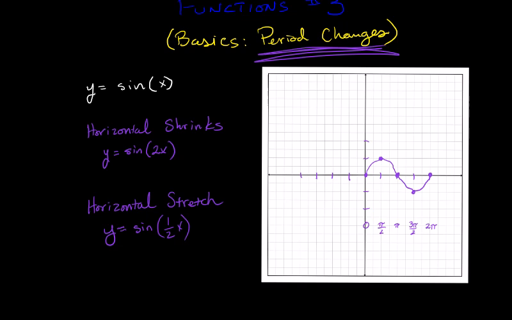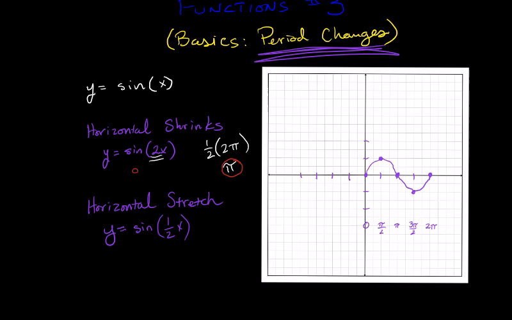Okay, and so when you have horizontal shrinks and stretches, you're looking at the inside of the function. When I look at this 2 on the inside, I don't actually want to multiply the period by 2. I actually want to do the reciprocal. So I'm going to take 2 pi and multiply it by 1/2. So 1/2 times 2 pi would just be pi. So the period of this function, sine of 2x, is actually only pi. So this tells us the period.